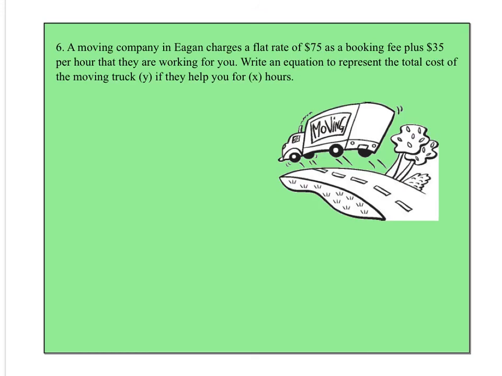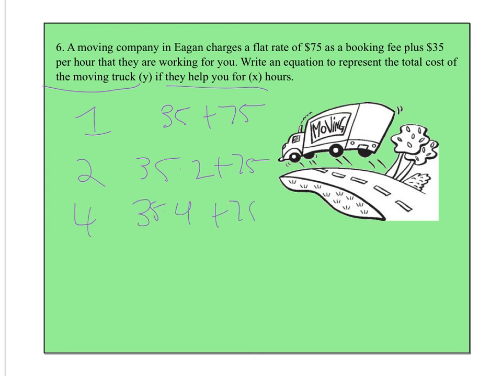All right, so take a look here. A moving company charges a flat rate of $75 as a booking fee plus $35 per hour that they are working for you. Write an equation to represent the total cost of the moving truck if they help you for x hours. So think about this. If they work for 1 hour, that's $35 plus $75 to book. They work for 2 hours, that's 35 times 2 plus $75 to book. They work for 4 hours, it's 35 times 4 plus 75 to book. So if they work for x hours, that's going to be 35 times x plus $75 to book. So my equation is just going to be 35x plus 75.